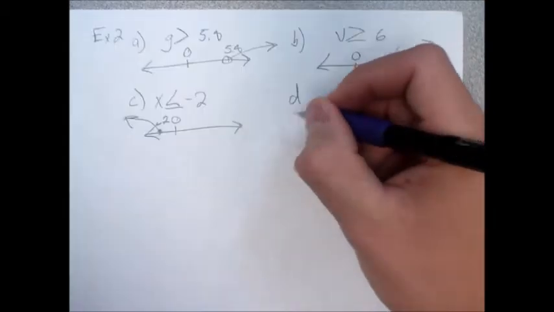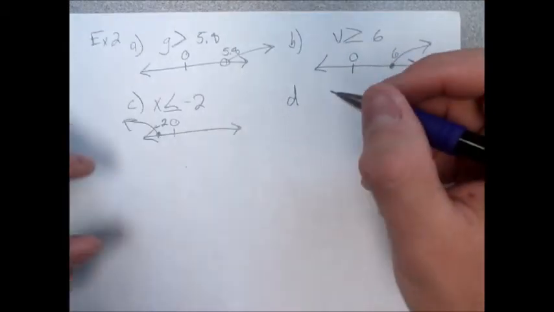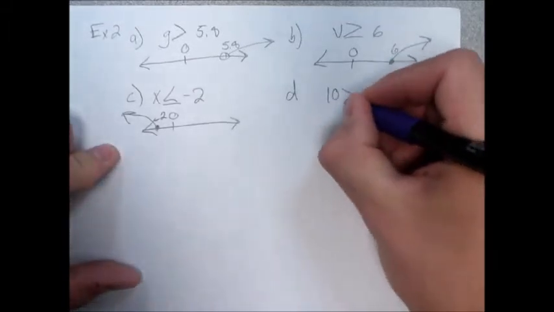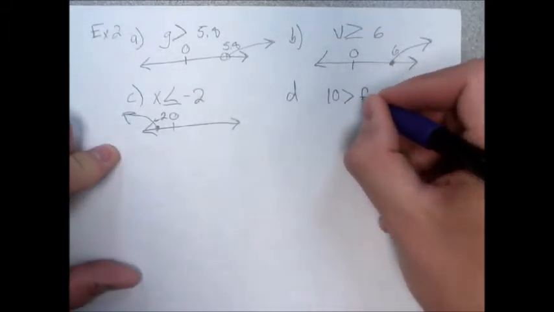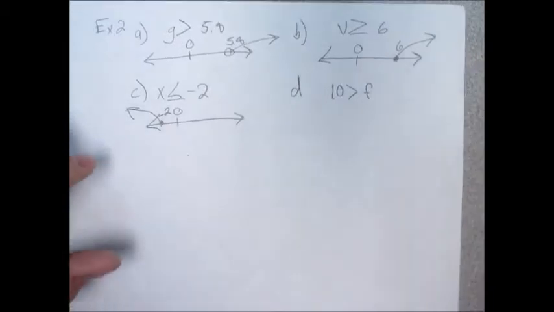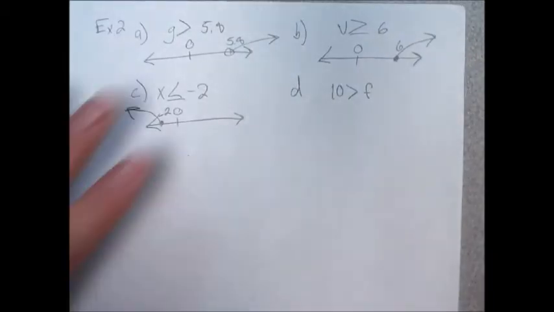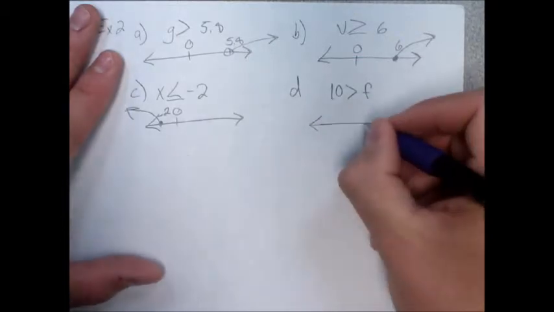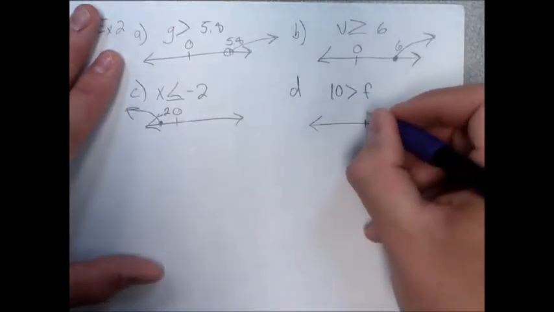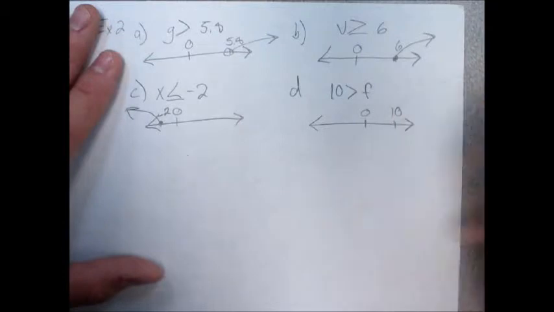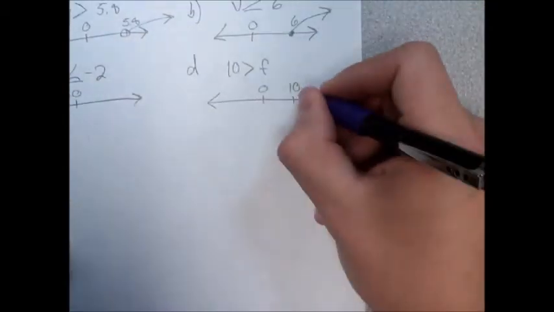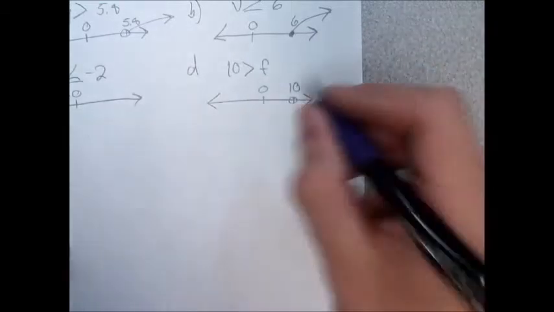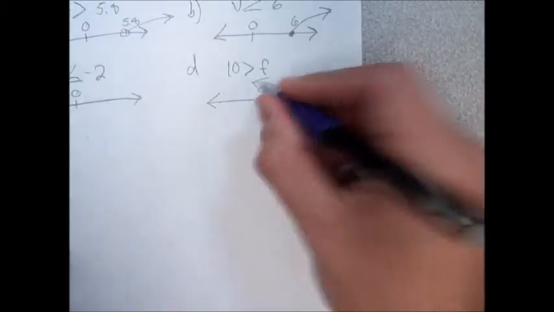On part D, it says f is less than 10. Notice I read from the variable, f is less than 10. Raylan, inclusive or exclusive? It's exclusive, good. So I plot 10, and then I put a circle. F is less than 10, so less is left. So I'm going to go that direction.